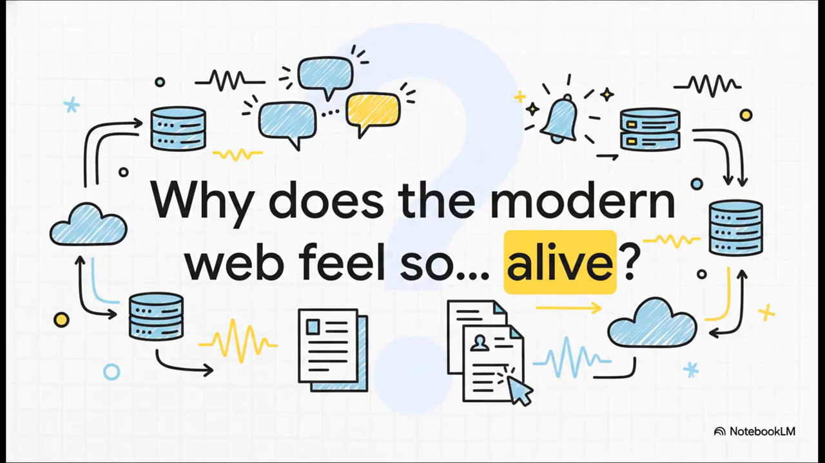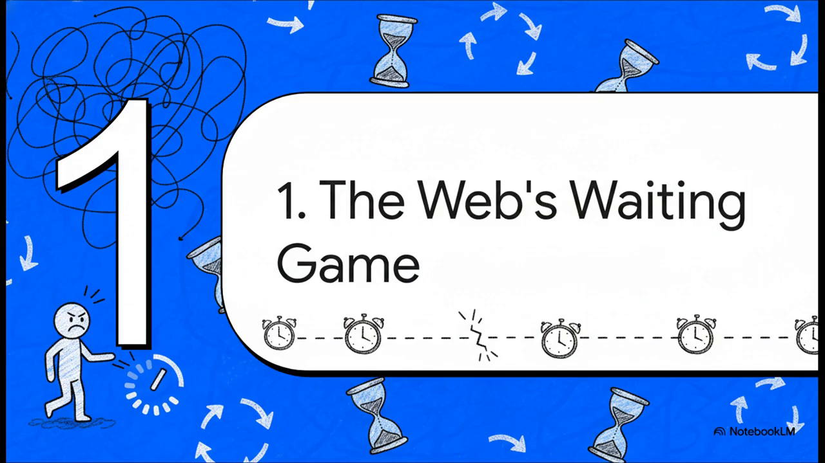You ever stop and wonder how you get chat messages the second they're sent? Or how you can see your friends' cursors moving in real time on a Google Doc? It's not magic, I promise. It's actually a huge shift in the way the web communicates. And to really get why this is such a big deal, we have to take a quick look back at how things used to work. For a long time, the web was basically stuck playing a constant, frustrating waiting game.